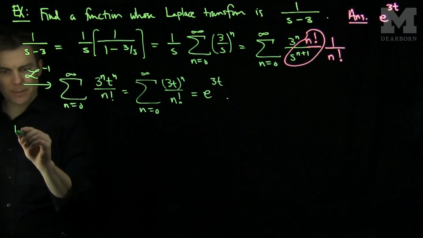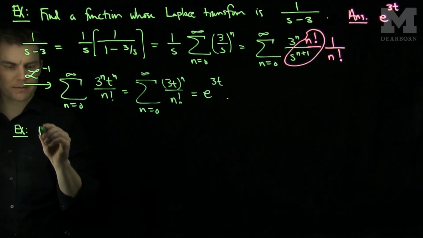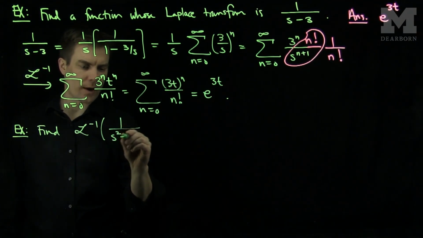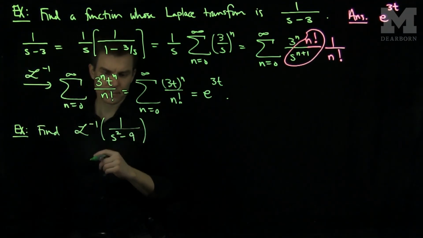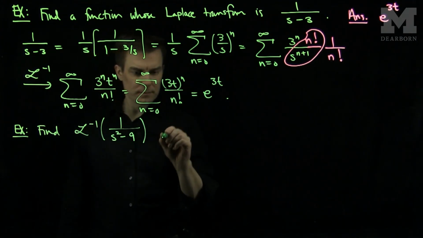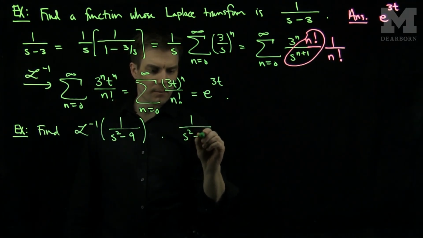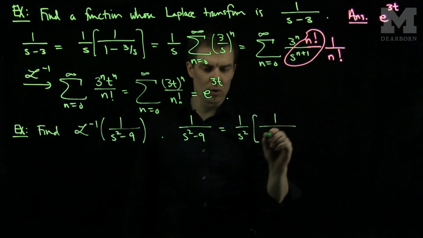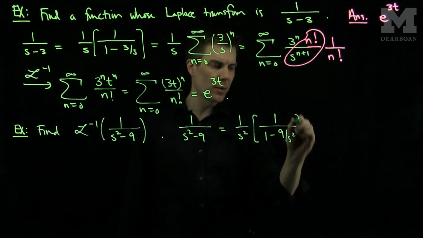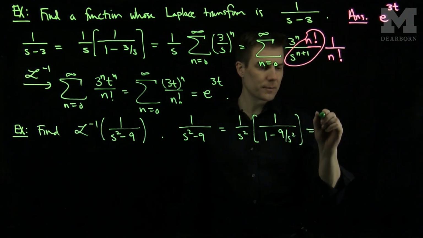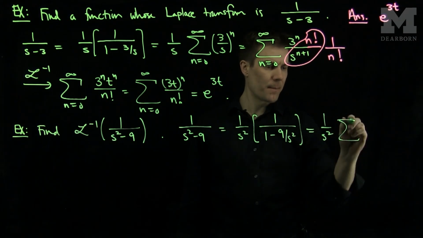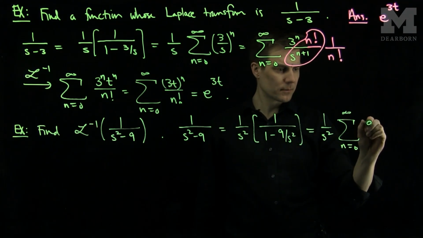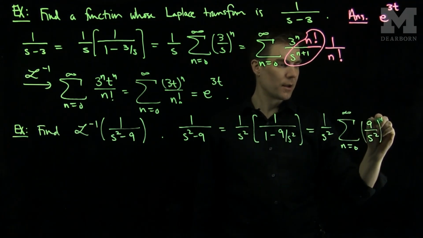Now let's consider the second example, slightly more complex. Let's find the inverse Laplace transform of 1 over s squared minus 9. We'll do the same procedure. 1 over s squared minus 9 can be written as 1 over s squared times 1 over 1 minus 9 over s squared, which is a geometric progression. This is 1 over s squared, the sum, n goes from 0 to infinity, of 9 over s squared to the power n.